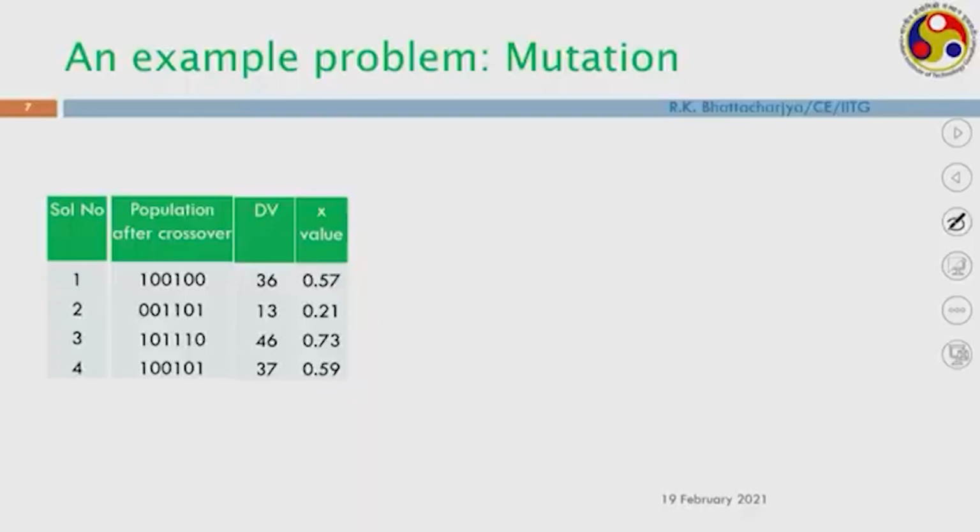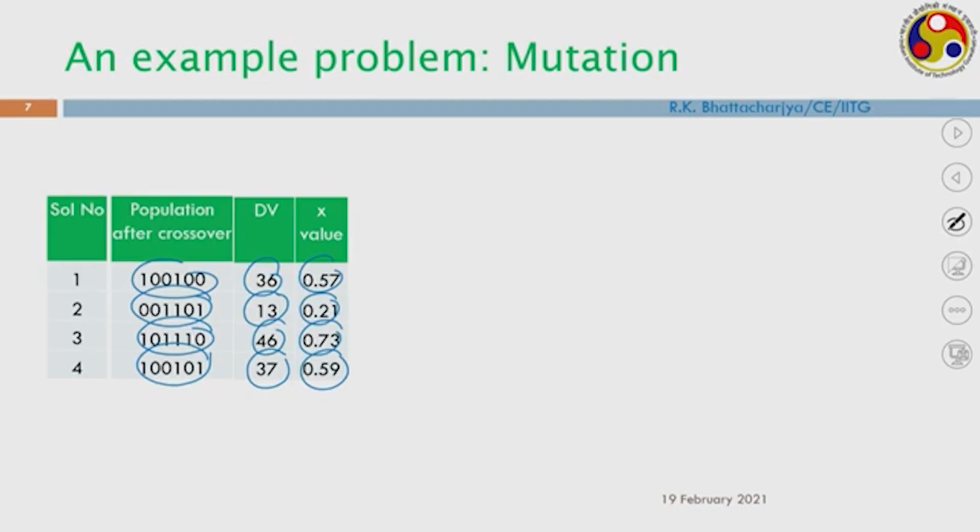Now, this is the population after crossover. So, I got 4 solutions. These are the 4 solutions after crossover, and this is the decoded value of this crossover, and this is the x value of this crossover, the real value.